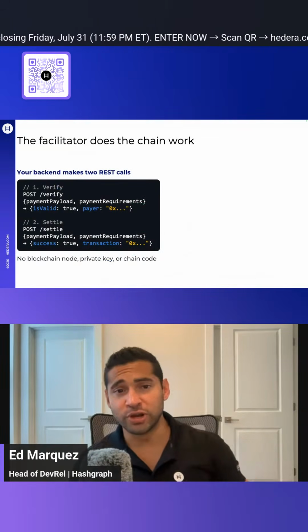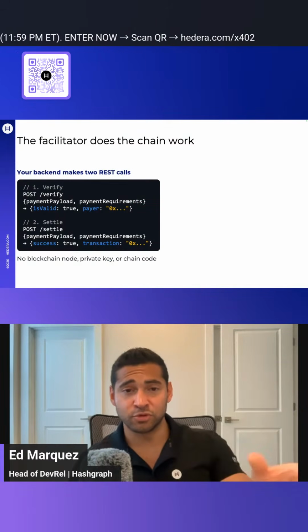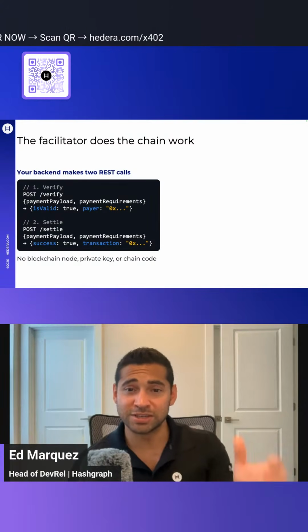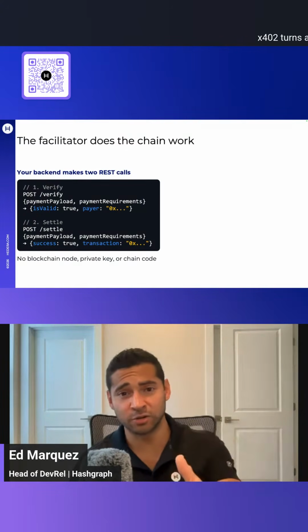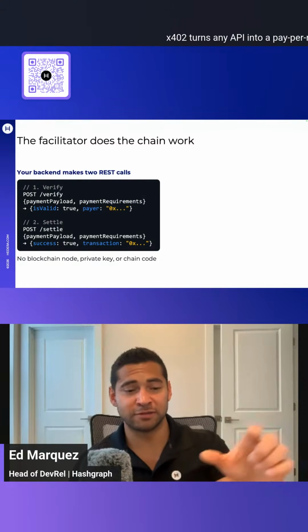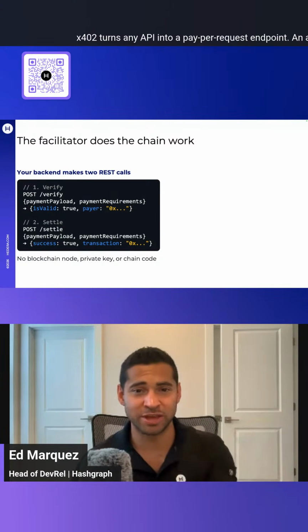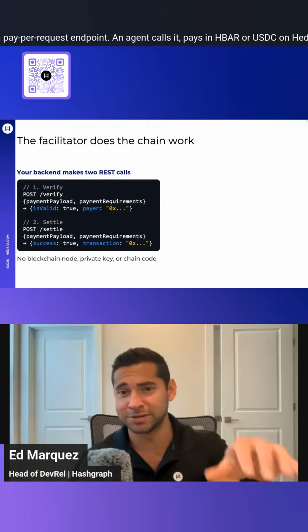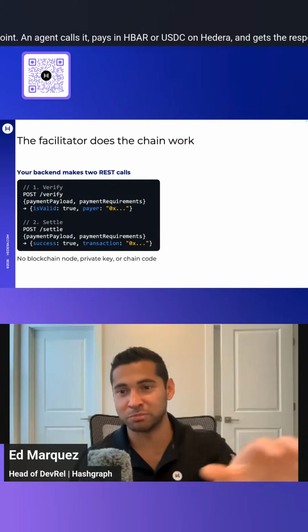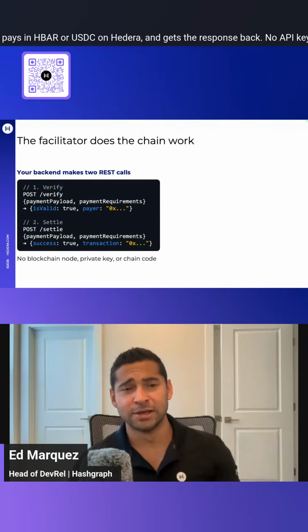So looking at what the facilitator does, the verify call actually checks, is this signed payment good for what I'm charging? And then the settle call just says, facilitator, push this on chain and give me that transaction hash. So that's the whole integration for the server. Again, no need to deal with private keys, touch a blockchain, or anything like that.